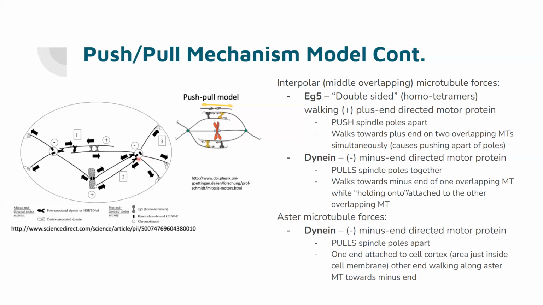Okay. And so the aster microtubule dyneins are the ones that are far away. Laura's talking about how they're closer to the membrane of the cell. They're not in the interpolar region of the spindle. And so they pull the spindle poles apart. Basically that means they're increasing the distance between the spindle poles. And so one end of the dynein is attached to the inner part of the cell membrane, if you understand what I mean.